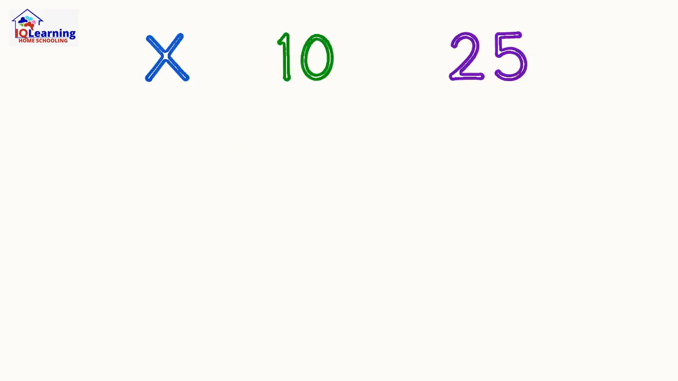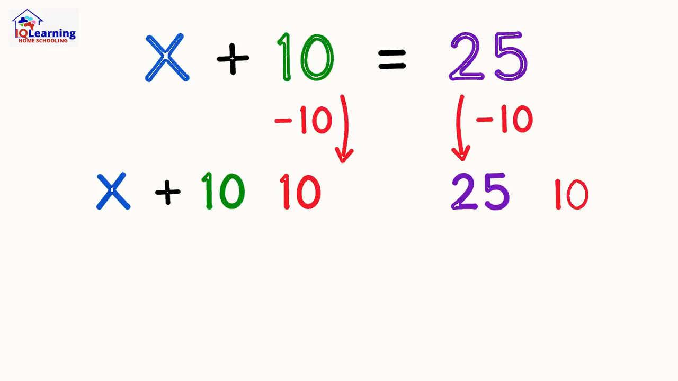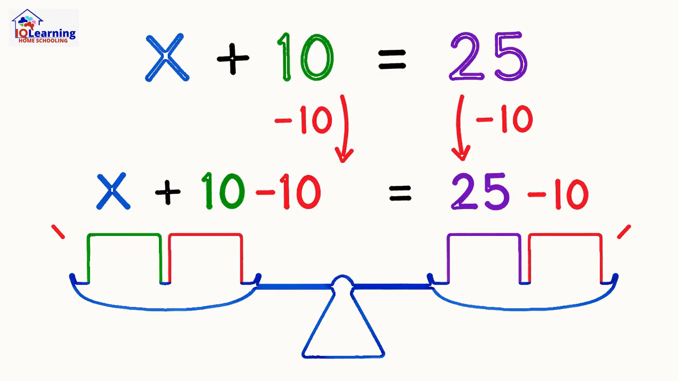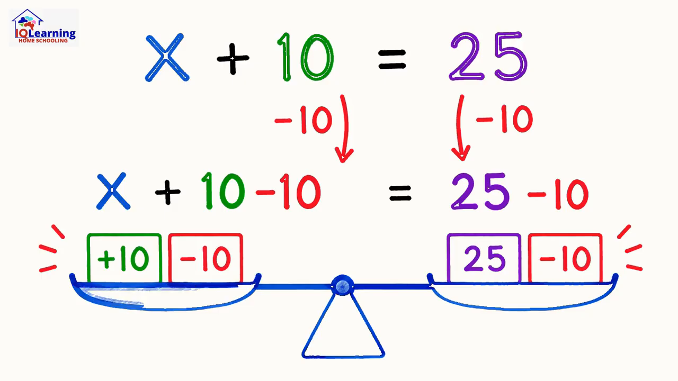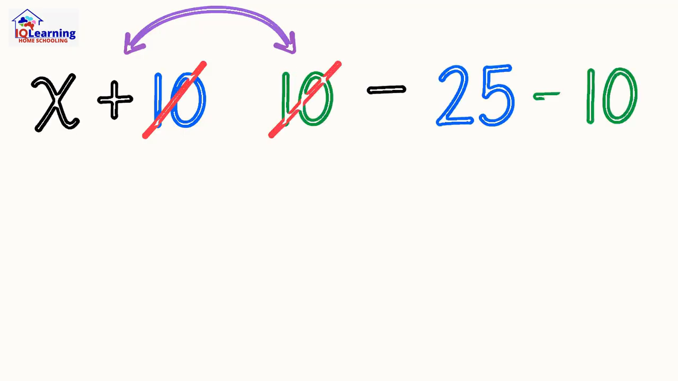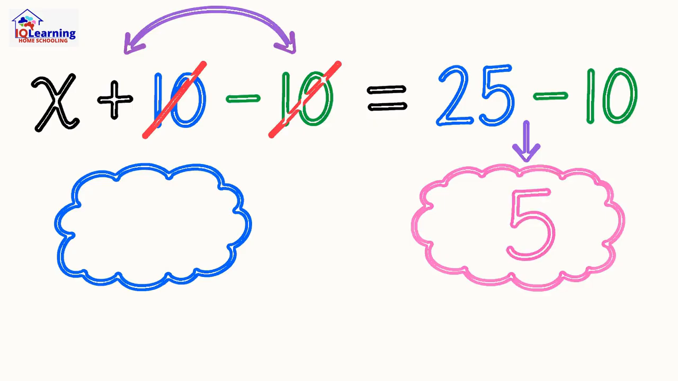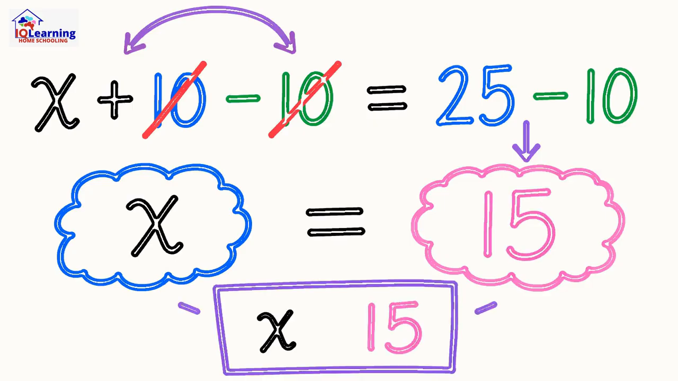Let's solve x plus 10 equals 25. To undo the plus 10, we subtract 10. But remember the golden rule. We do it to both sides. So, x plus 10 minus 10 equals 25 minus 10. The 10s on the left cancel out, leaving just x. On the right, we have 15. Our mystery is solved. X equals 15.